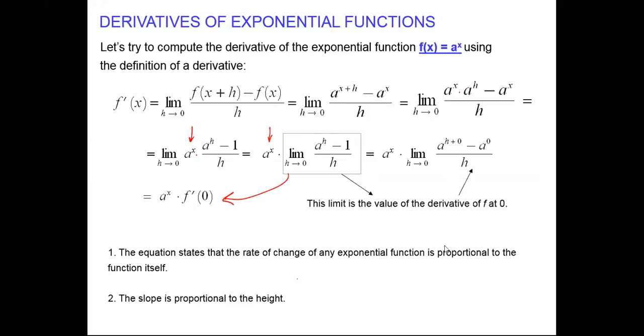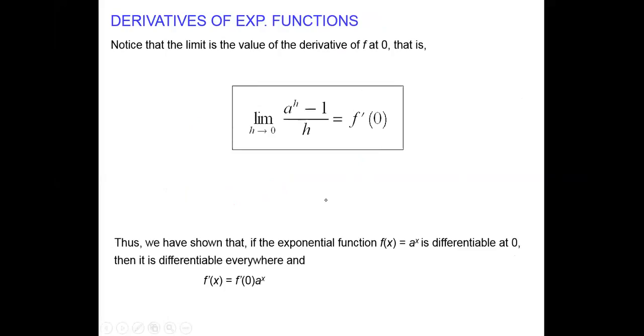Okay, now it's good. We can see the derivative of a to the x is a to the x times the value of the derivative at 0. But we don't know what the derivative at 0 is, so we still have to find out its value. That means it's definitely proportional to the original function. Let's see. We will try to investigate this limit, and then we will come back.